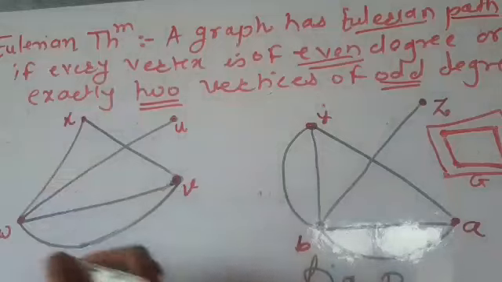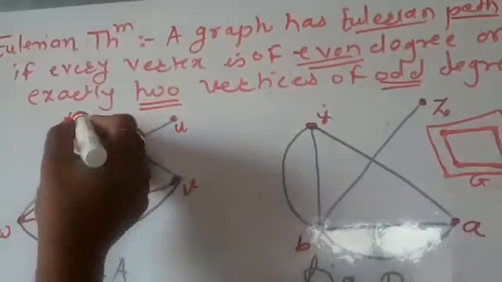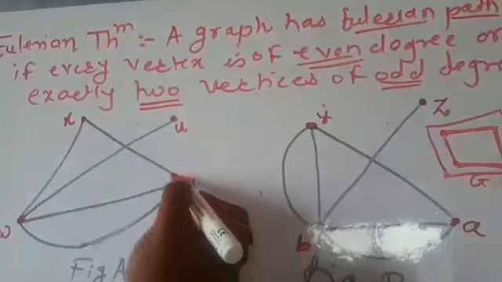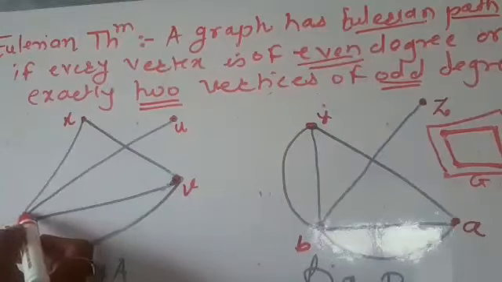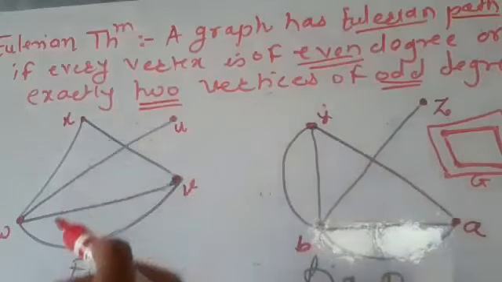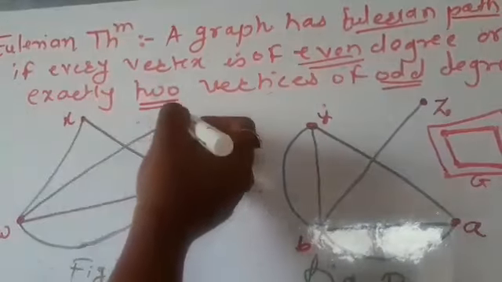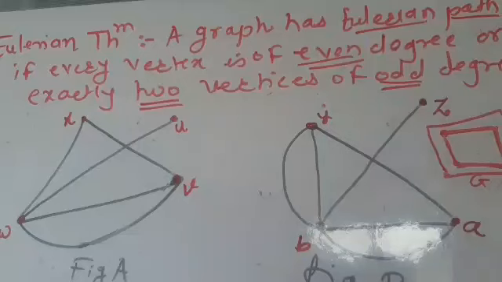Therefore, we see in both figures: in figure A, one vertex has degree 2, which is even. The V vertex has degree 3, odd. The W vertex has degree 4, even, and the U vertex has degree 1. Therefore, U and V are vertices of odd degree. That is, there are exactly 2 vertices of odd degree. Therefore, in figure A, there exists an Eulerian path.